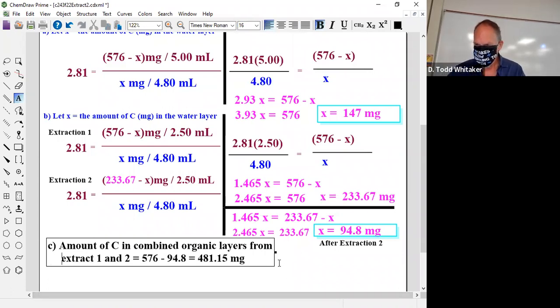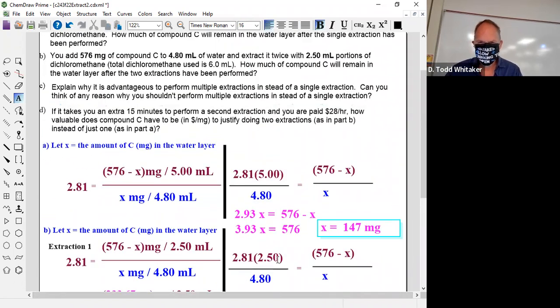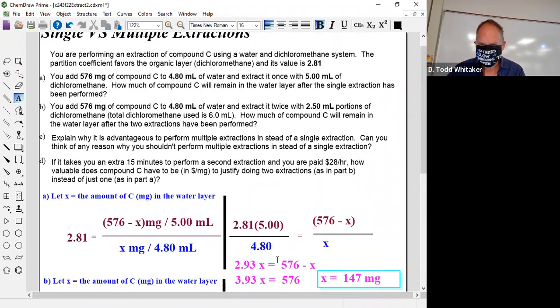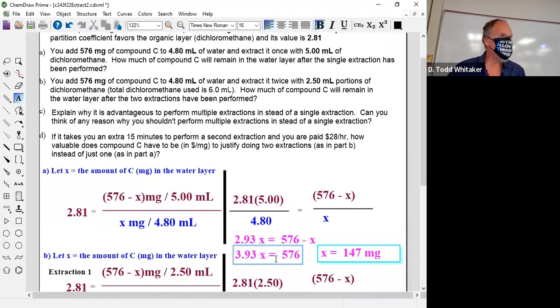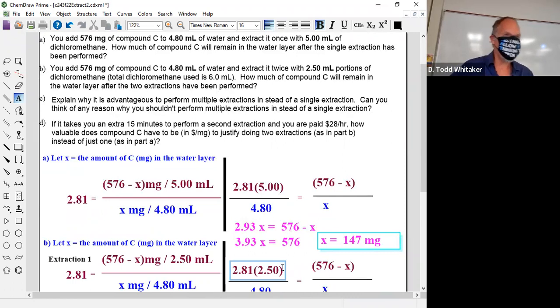Okay. Percent extracted, is that the question for C? No. I didn't read my own question. You know what I'm going to do for you? Because your email assignment asks you, what is the percent extracted after the 2 extractions? It does. Trust me. I'm adding that as part E, and I'm going to do it out of order.